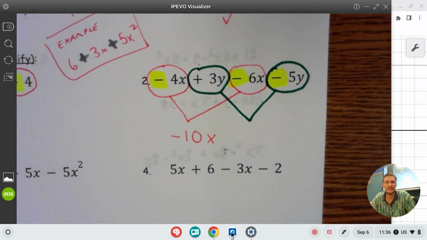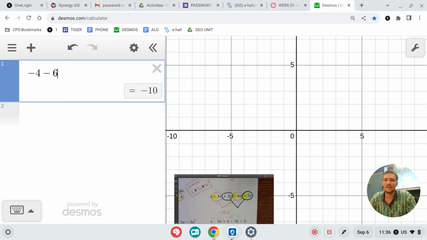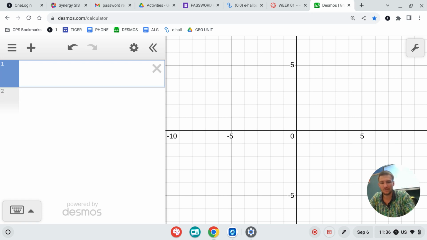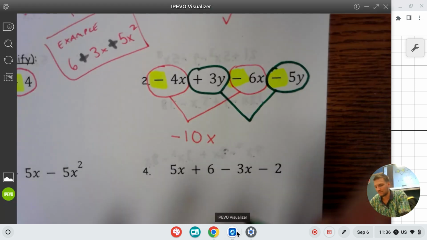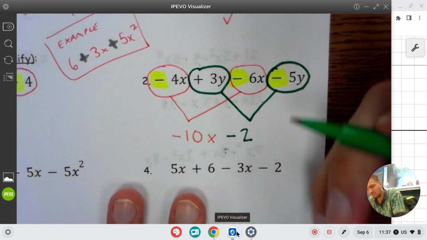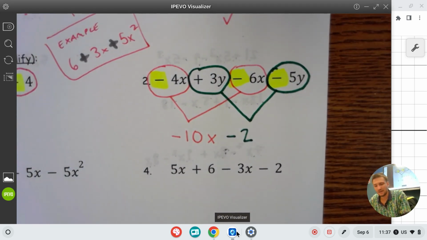Let's look at the y's. We've got plus 3y minus 5y. Let's use Desmos. Type it in with no letters. Plus 3 minus 5. Nothing extra, nothing fancy. We get negative 2. Negative 2. What letter goes on that? A y.